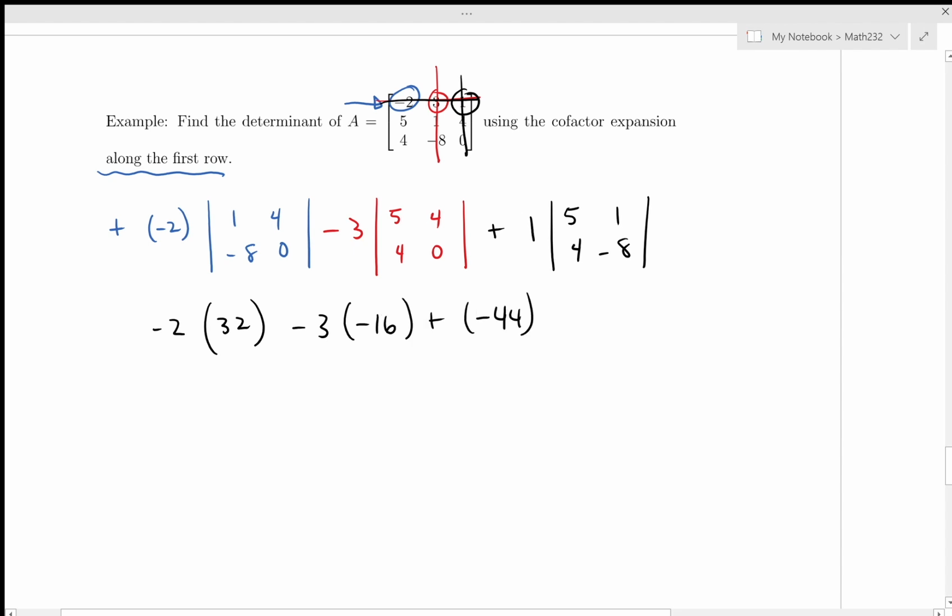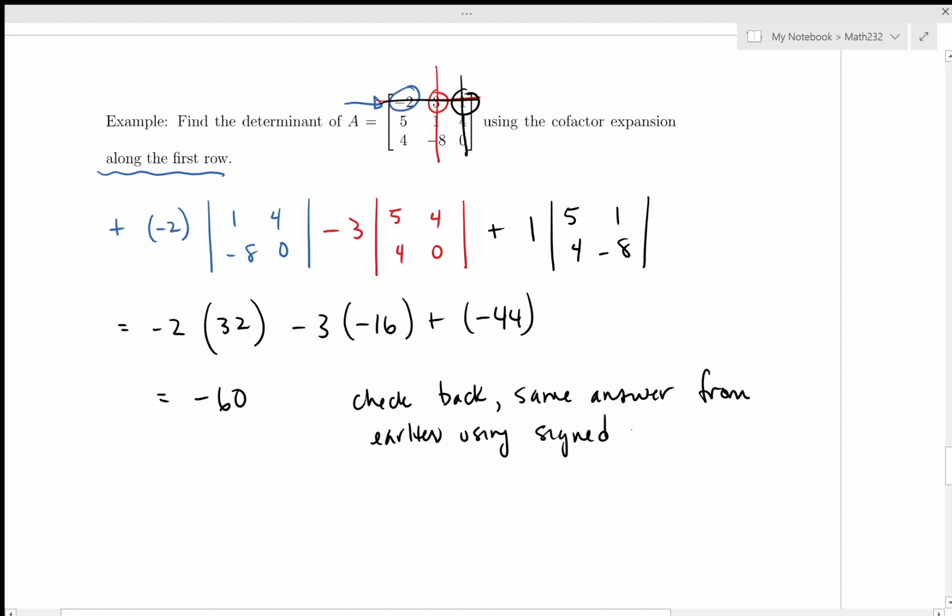Okay. Then I add all those numbers together and I get -60. So check back. This is the same answer as earlier using the signed elementary products.